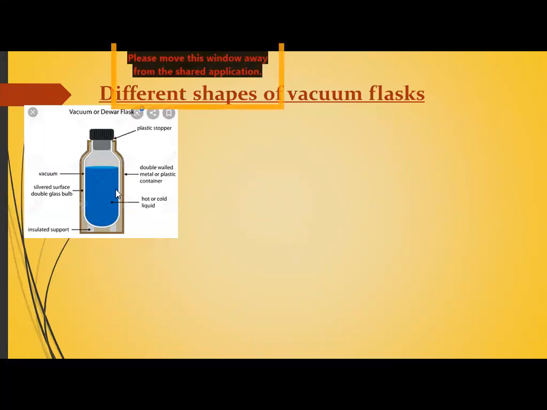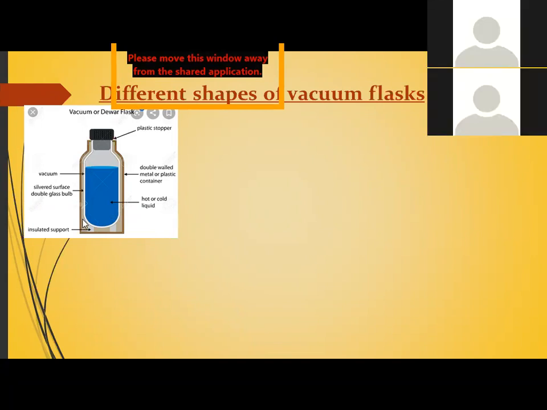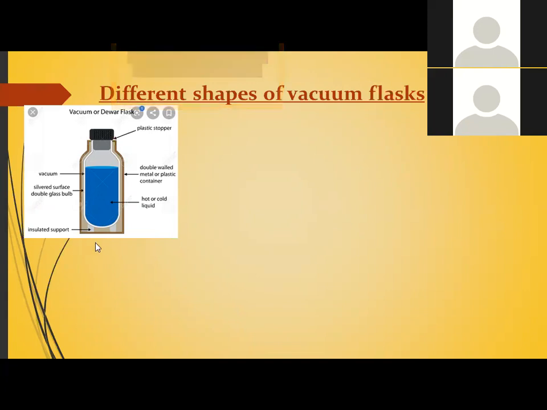You can see here that at the top a plastic stopper is placed, the outer double wall metal or plastic container, and this is the vacuum in between the two surfaces. This is the silver surface double glass bulb, and this portion is the insulated support. You can see here these two are the insulated support.